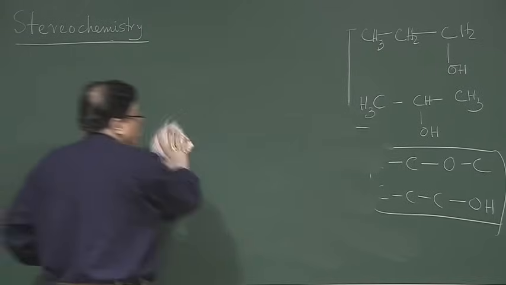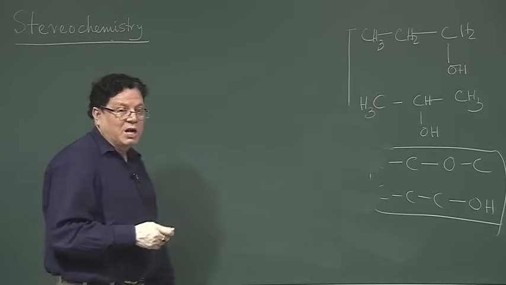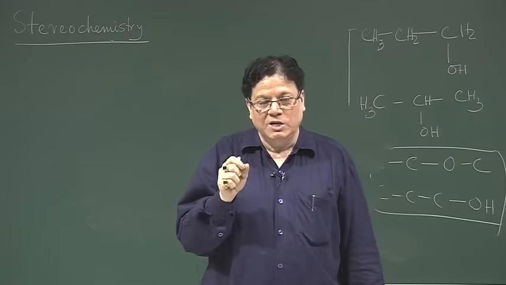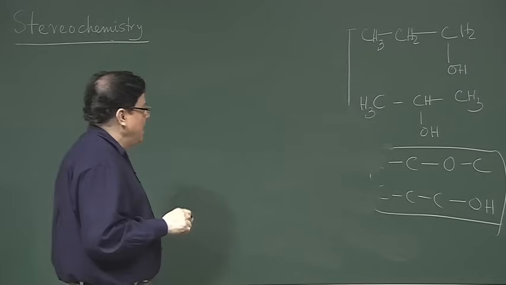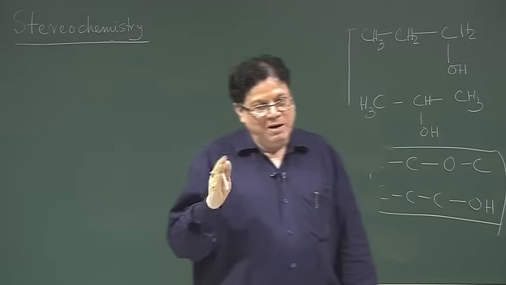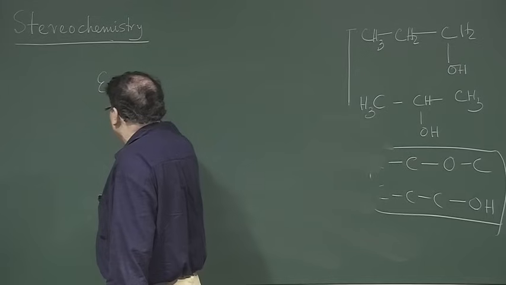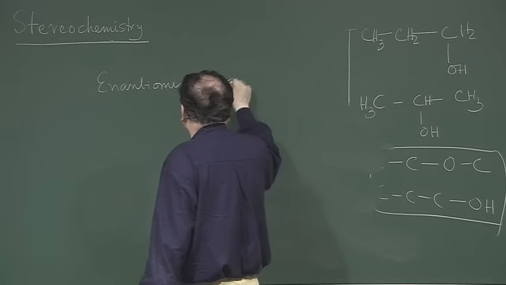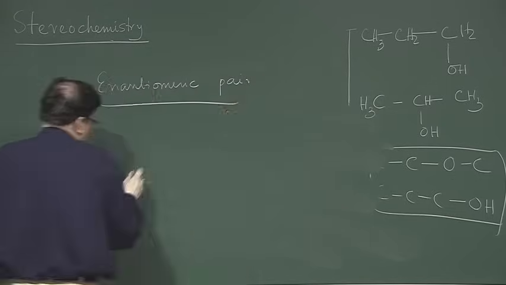So, enantiomers, again I repeat, are stereoisomers which are non-superimposable mirror images of each other. They have the typical property of rotating the plane of plane polarized light. If you take an enantiomer, it always means a pair, an enantiomeric pair. So, one is the mirror image of the other.